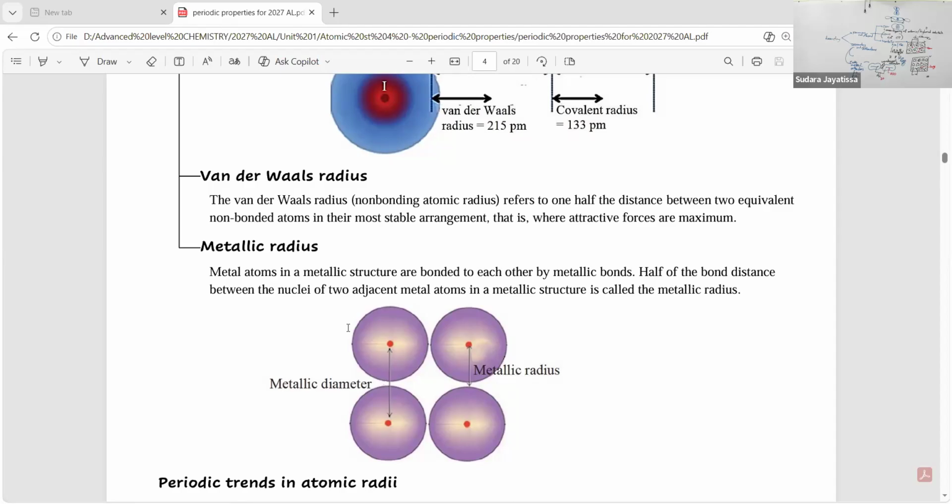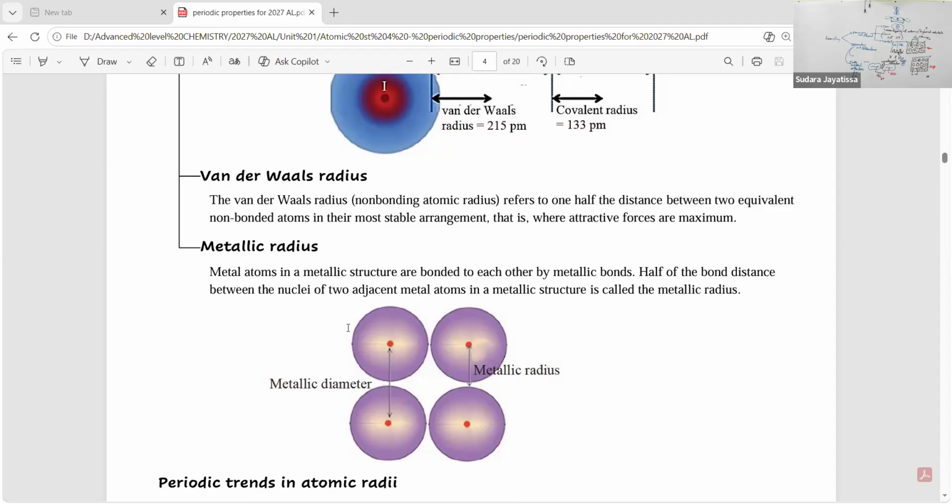Covalent attraction, we say it is a covalent bond. And metallic attraction, we call it a metallic bond because it is strong. And for some cases, like helium and neon, we get this van der Waals attraction. In each case, we get the distance between adjacent nuclei, and then we divide that by 2. Then we get the radius.